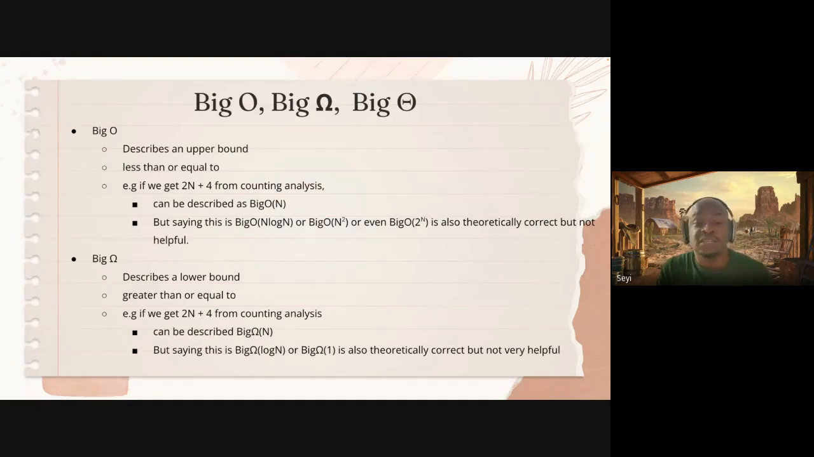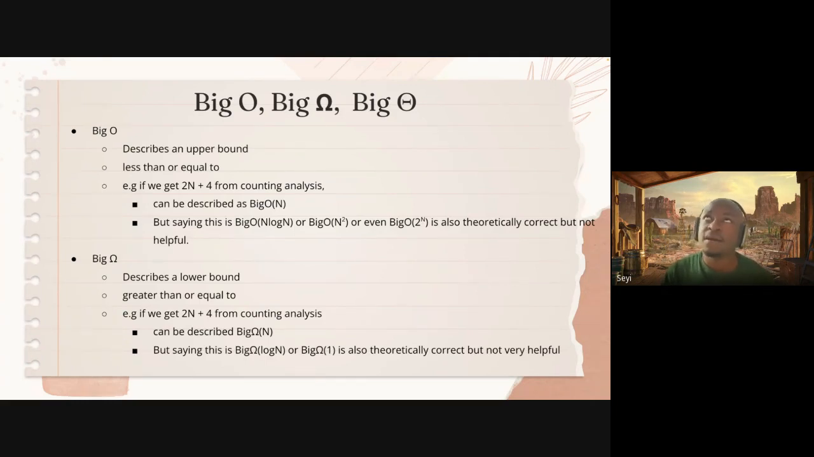Let's say when we did our accounting analysis, we got 2n plus 4. We know that this is big O of n from our analysis. But it could also be big O of n log n. It could be big O of n squared or big O of 2n. They are theoretically correct, but they're not very helpful. I will explain why with a concrete example.